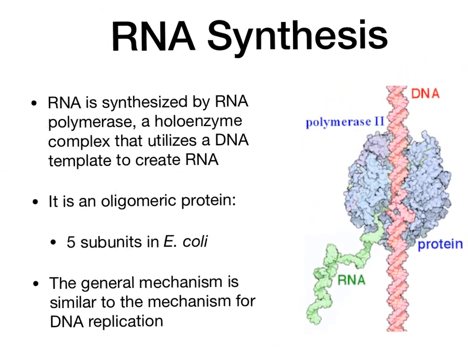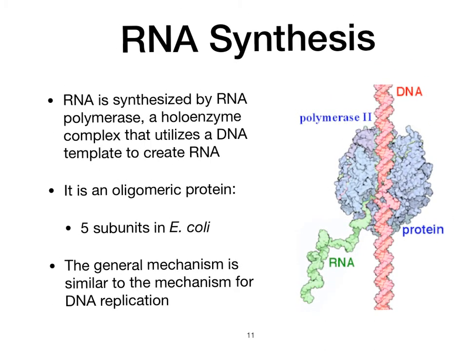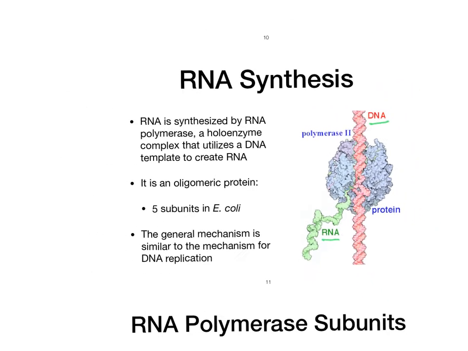RNA is synthesized by RNA polymerase. It's a holoenzyme complex that utilizes a DNA template to create RNA. It's an oligomeric protein. It only has 5 subunits, which is different than DNA polymerase, which had a 10 subunit complex. The general mechanism, the arrow pushing mechanism for the way in which bases are added, is going to be similar to, if not identical to, that in DNA. If we look at our protein, we can see we have DNA over here in red, our polymerase, which is polymerase 2 of the 5 we met in chapter 22, and our RNA that's produced over here in green. In this case, the RNA is produced from the DNA as a template.